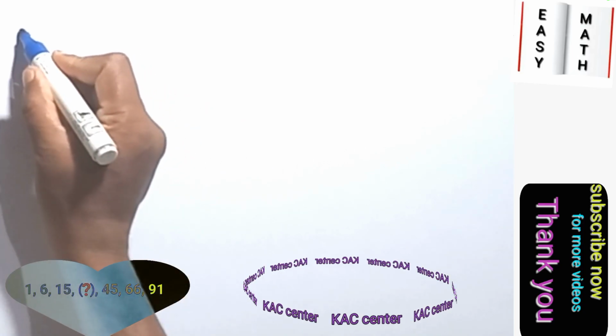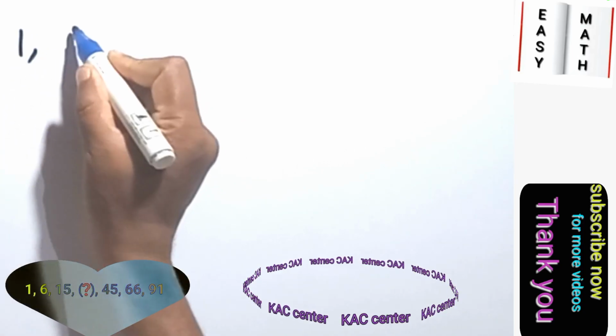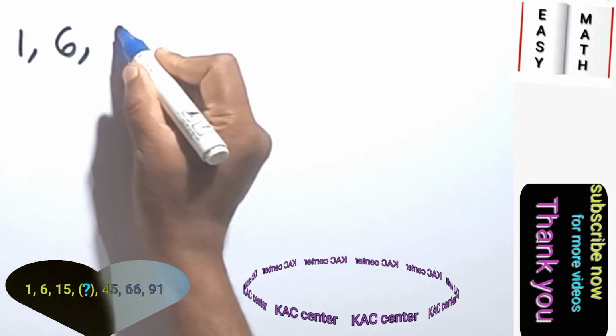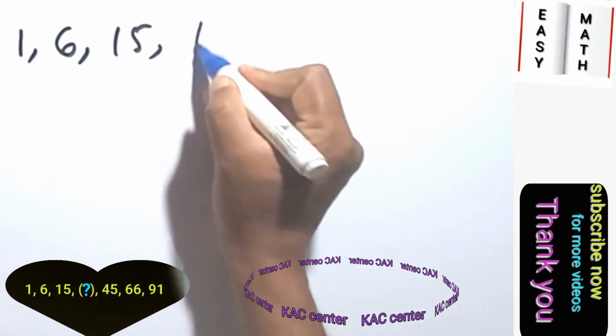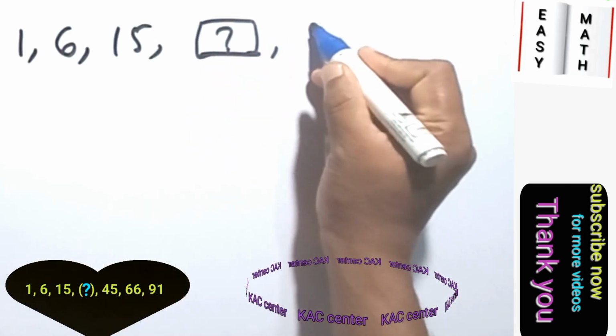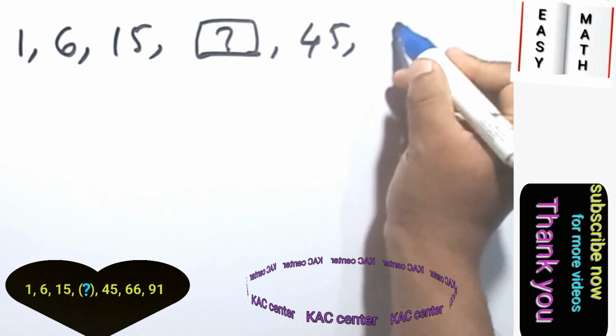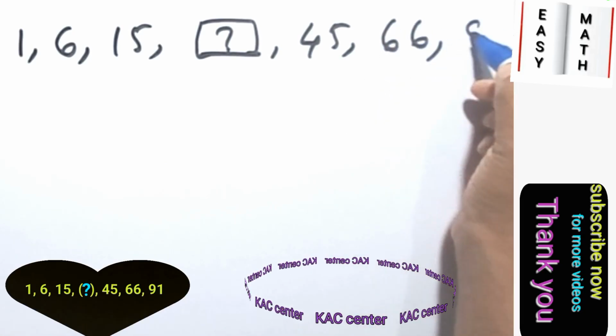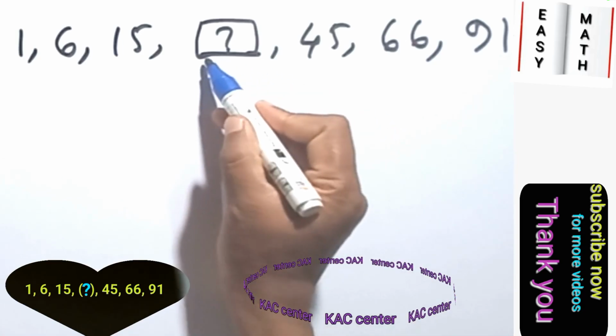In a series 1, 6, 15, the missing number, 45, 66, 91. Find the missing number.